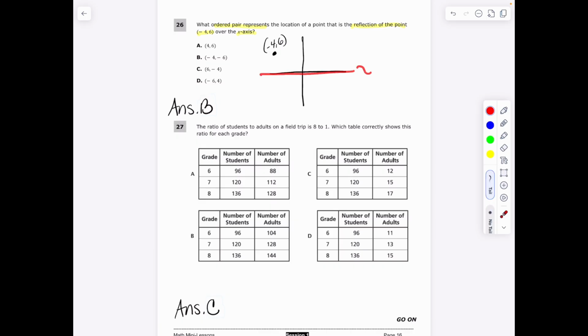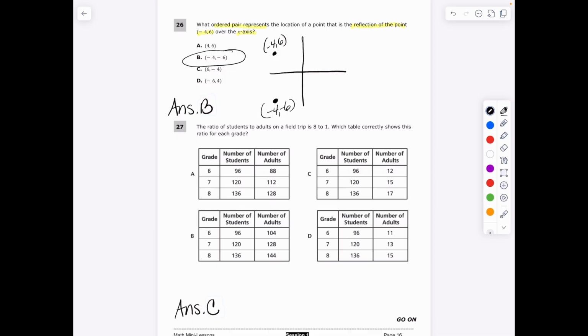Here's my x. This is my y. So it's saying I want to flip over this one. So if I flipped over, I would be down here, which would mean I'm at -4, -6. Okay? So what's tricky here is that some kids may have just flipped it over the y-axis, and they would have put it over here at +4, 6. So we can expect that. All right, let's look at the next one.